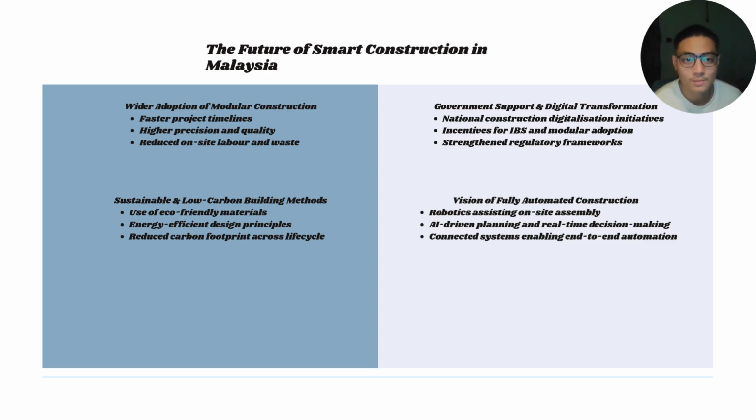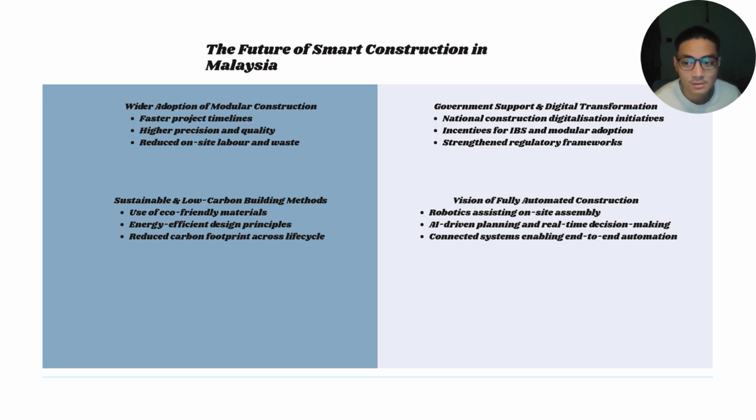So for the future of smart construction in Malaysia, we will see more modular construction supported by systems like IBS. This means faster project timelines, better quality, and less on-site labor and waste. Malaysia is also moving towards sustainable and low carbon building methods by using eco-friendly materials and energy efficient designs to reduce the overall carbon footprint.